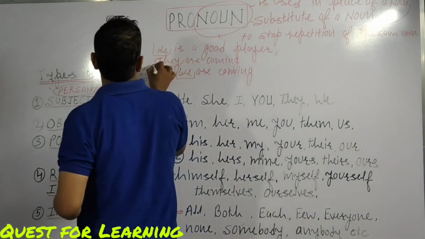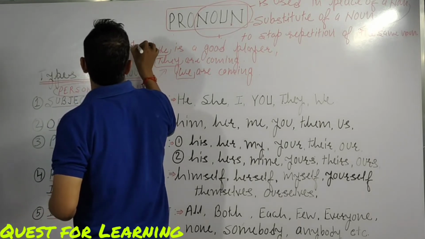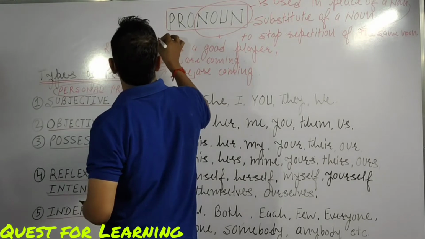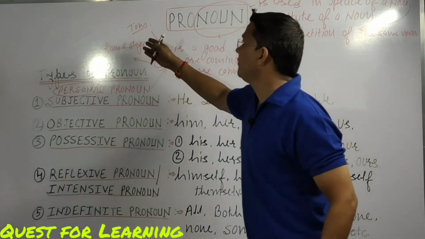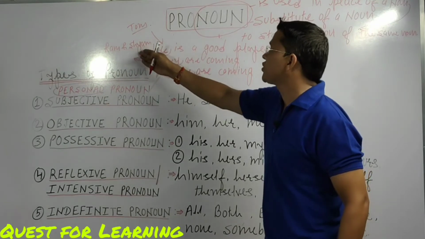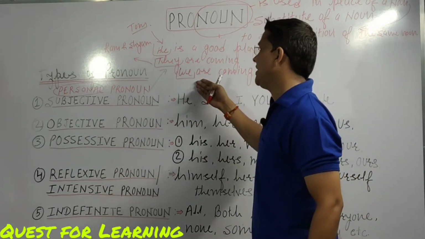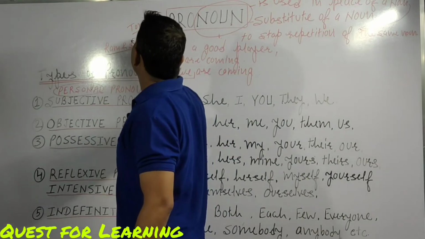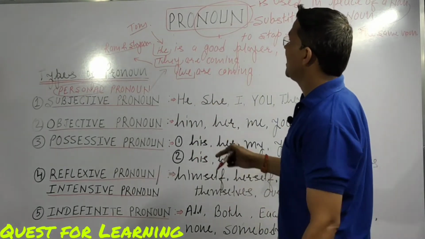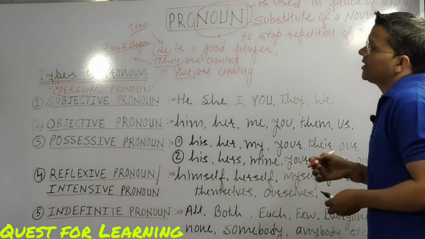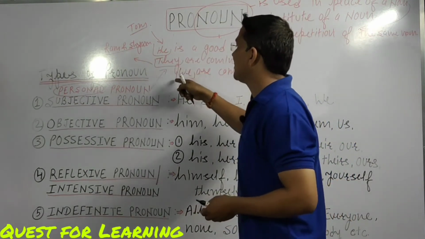And they, might be we are talking about Ram and Shyam. And he, might be we are talking about Tom. So in place of Tom we have written he. In place of Ram and Shyam we have written they, and I and my friend Mohan we have written we. So in place of these nouns we have used these pronouns as a subject. It acts as a subject in a sentence. That's why we call it a subjective pronoun.